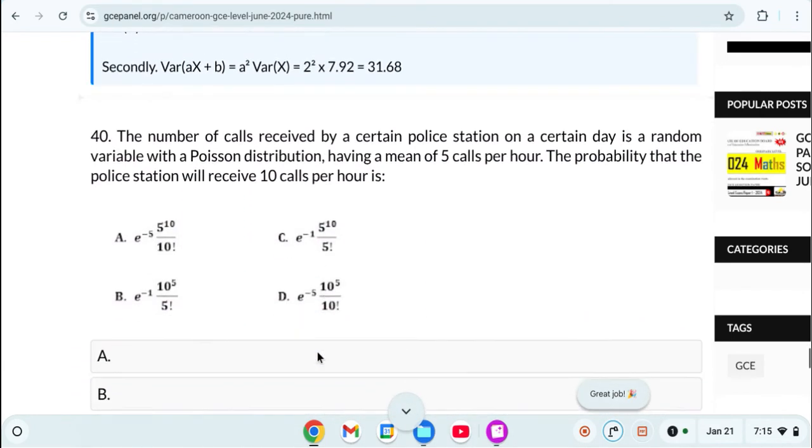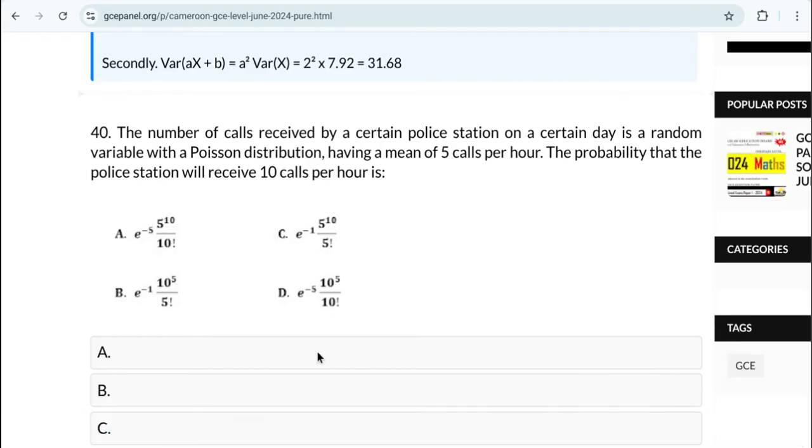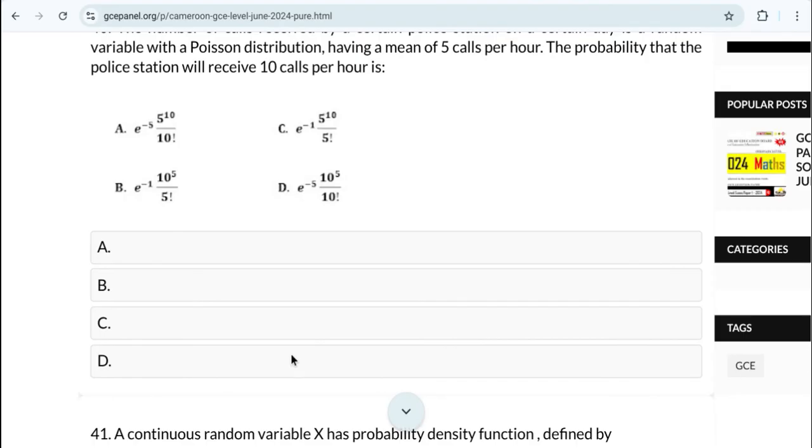Question 40. The number of calls received by a certain police station on a certain day is a random variable with a Poisson distribution, having a mean of 5 calls per hour. The probability that the police station will receive 10 calls per hour is... So for the probability that they will receive 10 calls per hour, let's see what we have here.